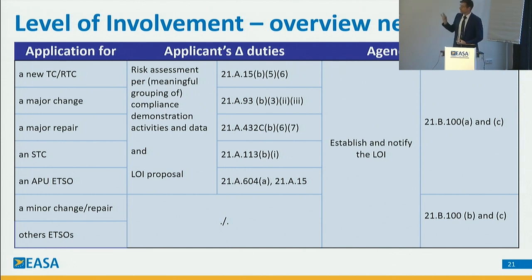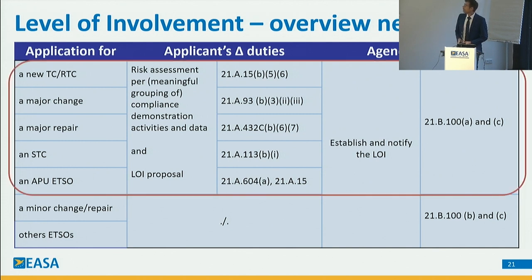And just to summarize this, I'm also going to reuse this slide this afternoon when we are going to talk about minor changes, minor repairs and ETSOs other than APU. We are now talking about the upper part of this slide, and the essence of this slide is whatever subpart we are in. If we're talking about TCs, STCs, major changes, major repairs, or ETSOs for APU, you have an obligation to make the risk assessment and to make a proposal. And you have here the reference.